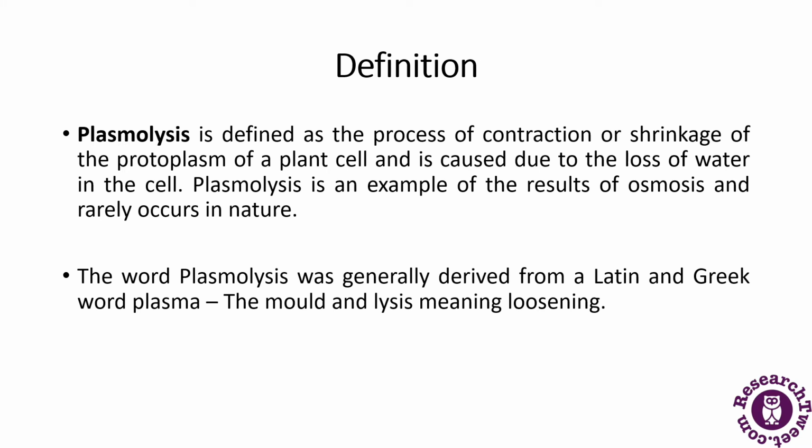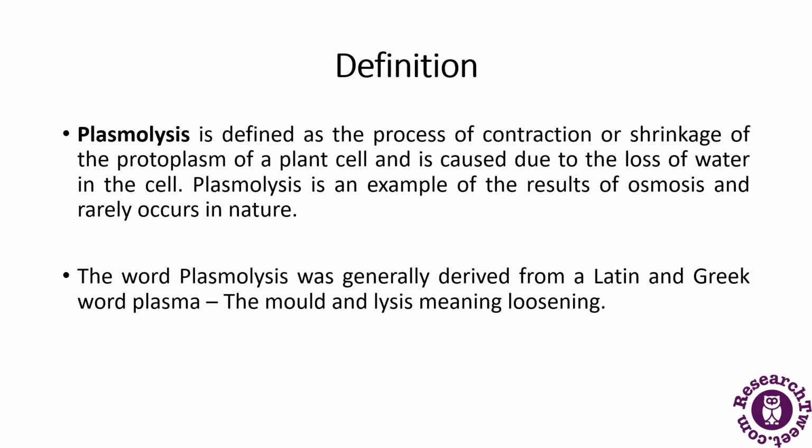Hello everyone. So the next topic which we are going to study is plasmolysis. So what is the definition of plasmolysis? It is the process of contraction or shrinkage of the protoplasm of a plant cell, and it is caused by the loss of water in the cell. So when there is a loss of water, there will be a contraction or shrinkage of the protoplasm of the plant cell. This is what is known as plasmolysis.